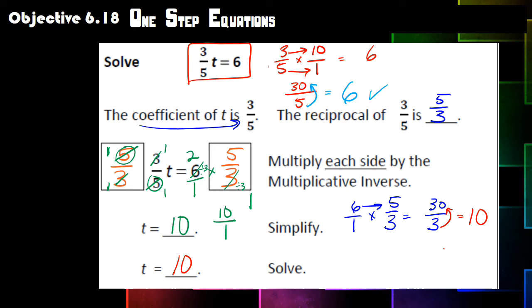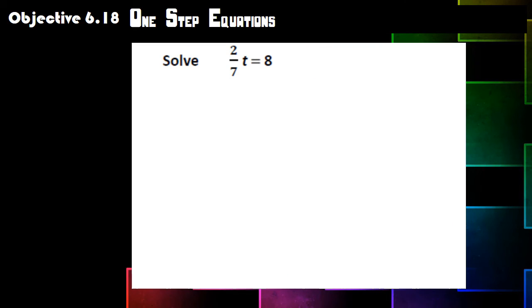So we just got to remember, whenever there's a fraction as our coefficient, we're going to make sure that we multiply both sides by the reciprocal. So now let's go ahead and, using these steps, solve example number 2 here. So we have 2/7 times t is equal to 8.